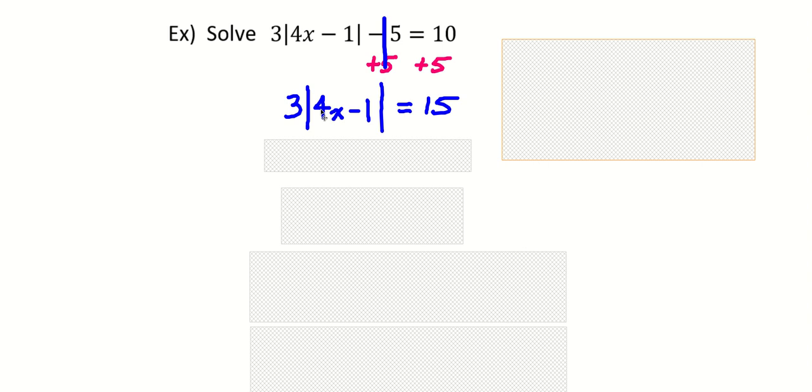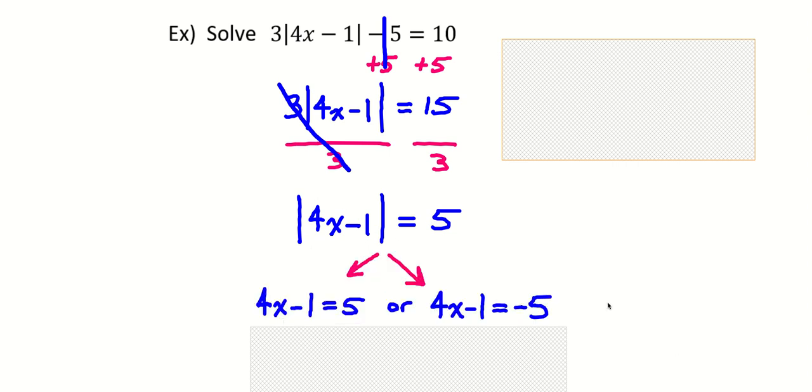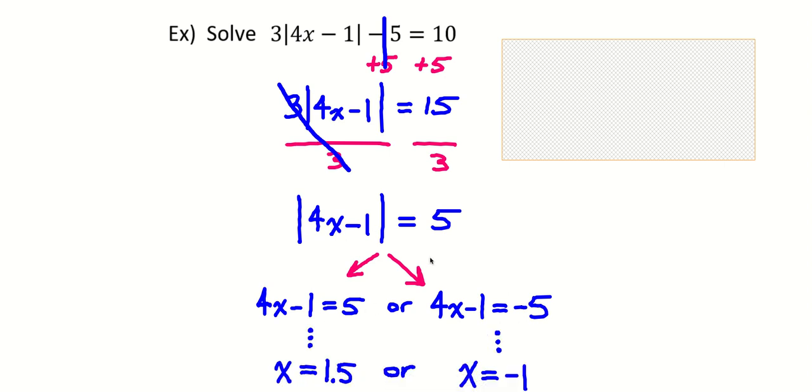But we get to here, right? Is the absolute value part by itself yet? No. So we're going to divide both sides by 3, and that'll cancel out the 3. Okay. And now that it's isolated, now we can break it up into the two cases. So this 4x minus 1 can be set equal to 5 or -5. So again, we drop the absolute value and then we write the two cases.